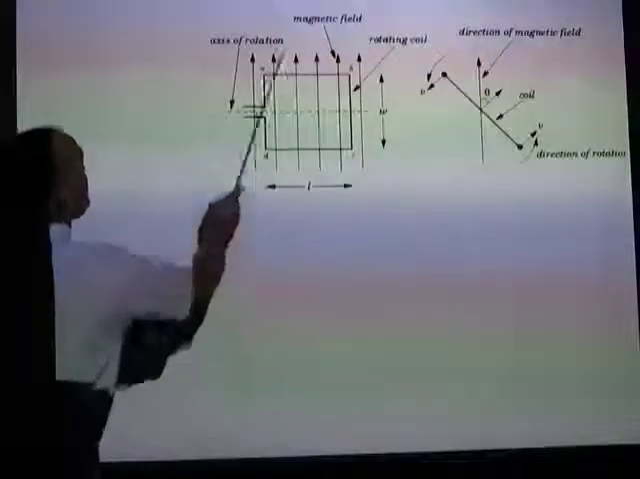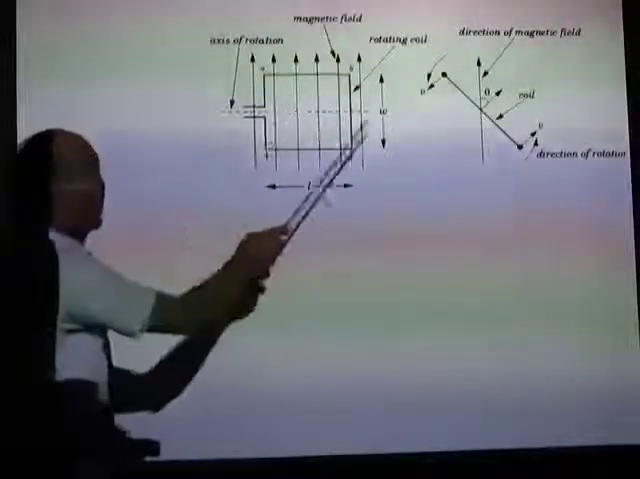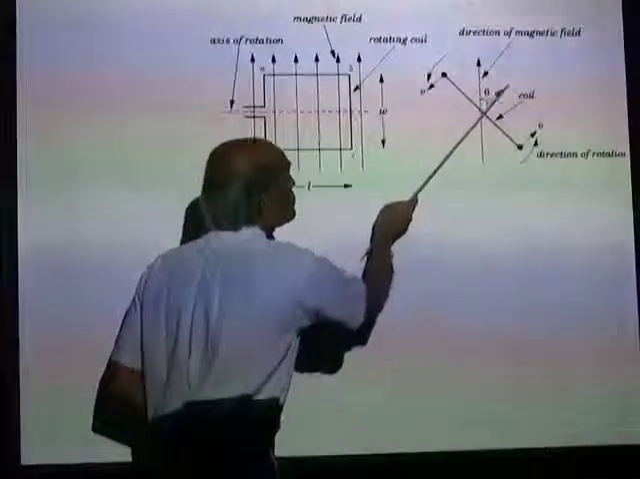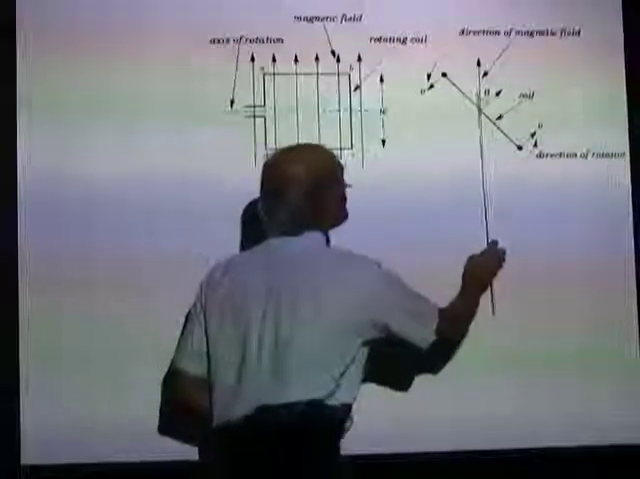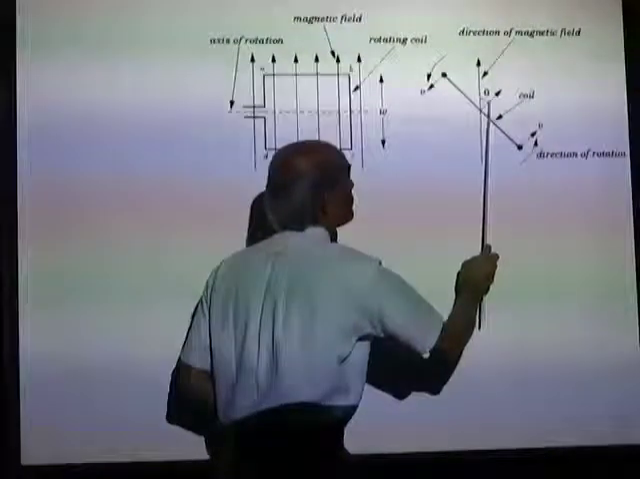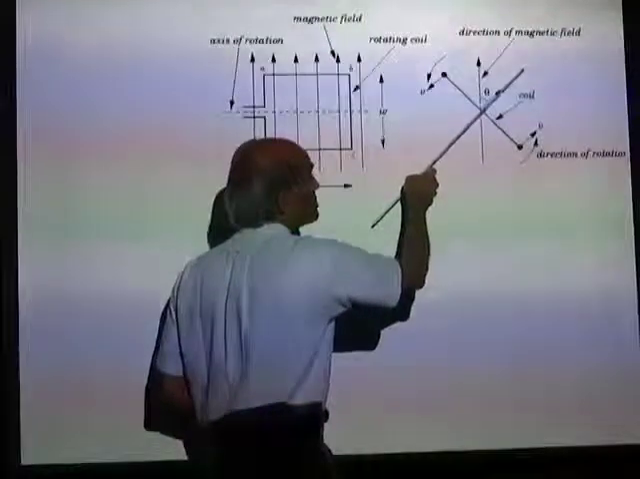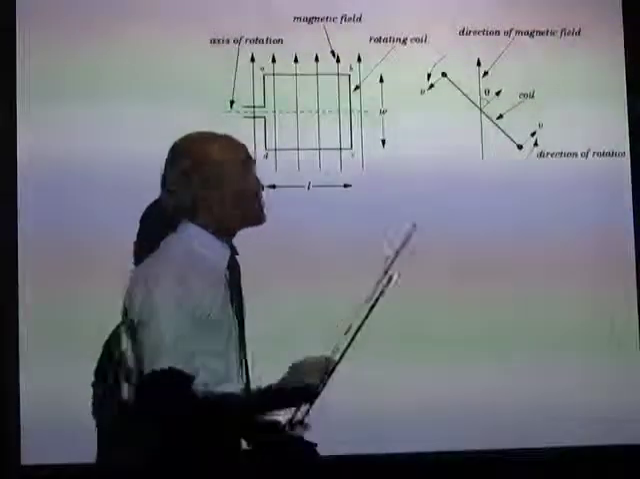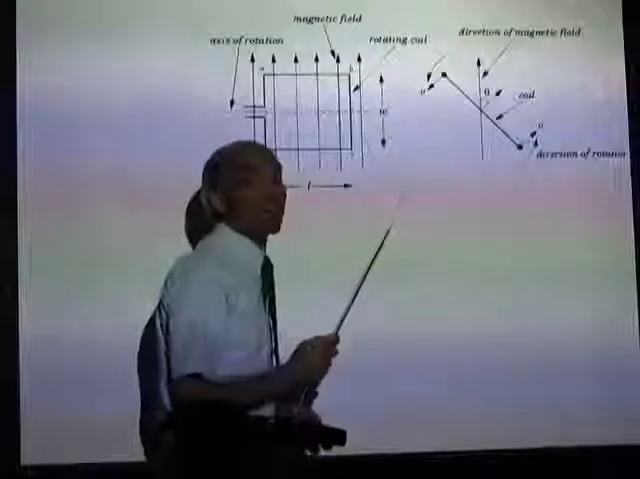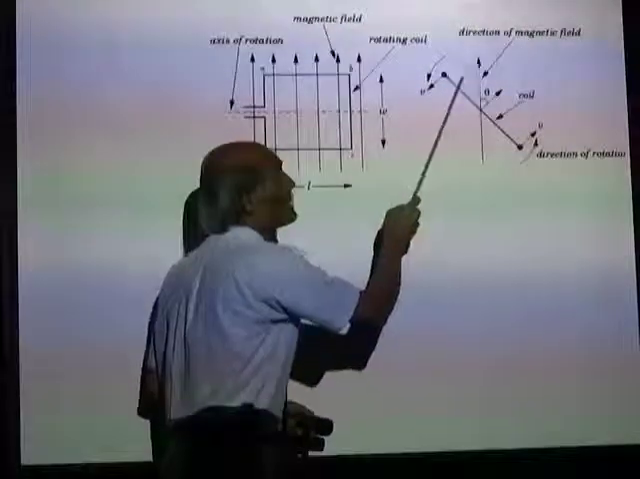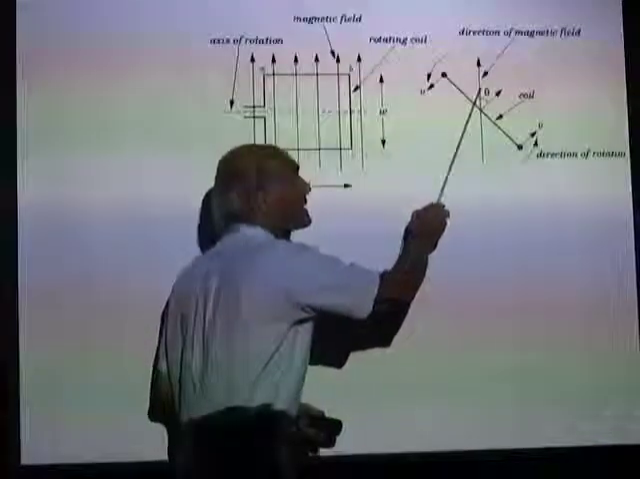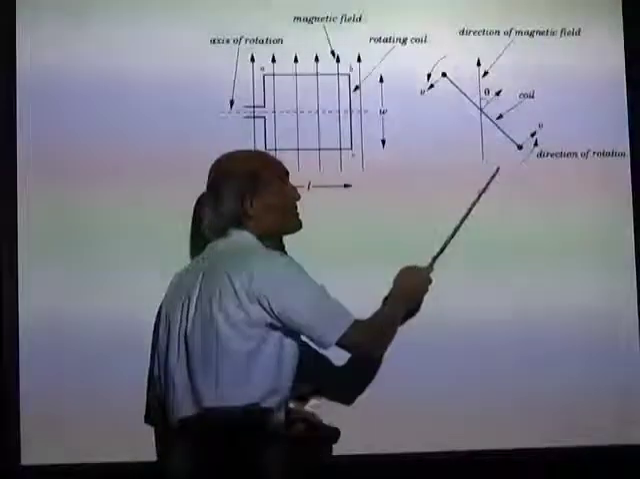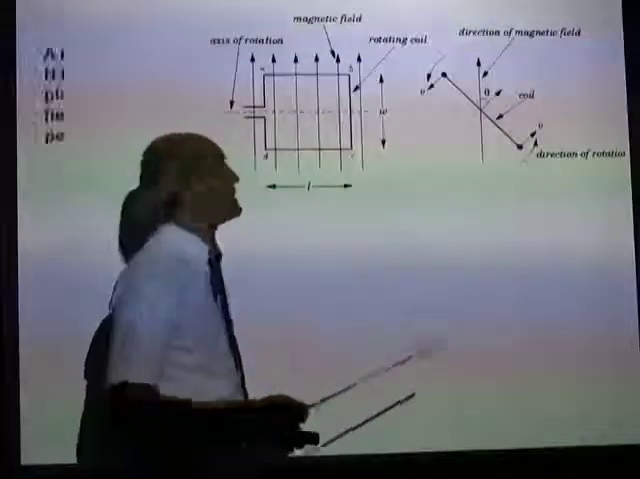You can see the direction of the magnetic field and the coil, and look at the angle theta. If this is the plane of the coil, this is the normal to that plane, and this is the direction of the magnetic field, and this is the angle theta. Angle theta is the angle between the normal to the plane and the magnetic field. That means at any given instant, the flux linked with that coil will be B times cos theta, and of course if the coil has N turns, the total flux linked with that coil will be N times B cos theta.